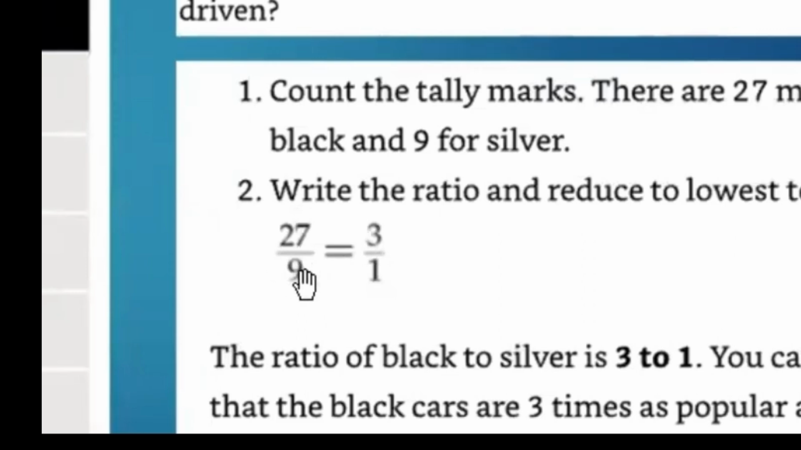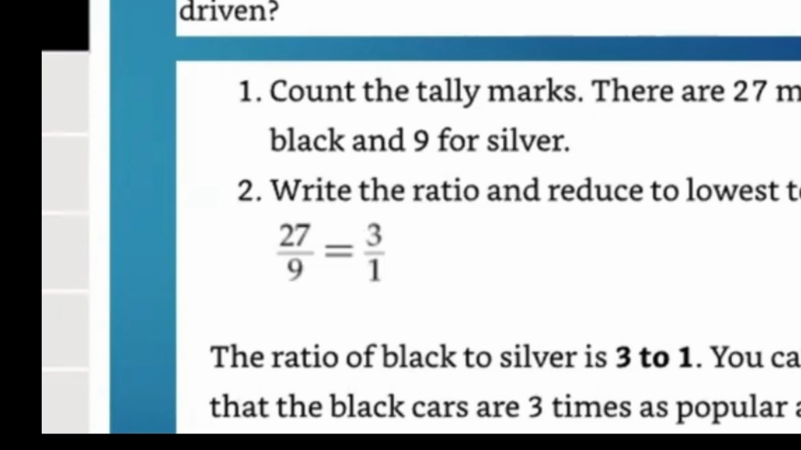So to reduce this fraction, you would divide the bottom by 9. 9 divided by 9 is 1. 9 divided by 27 is 3. And so now we have a ratio of 3 to 1, as reflected by our fraction 3 over 1. Now we have our ratio 3 to 1. And we would say that the ratio of black to silver is 3 to 1.